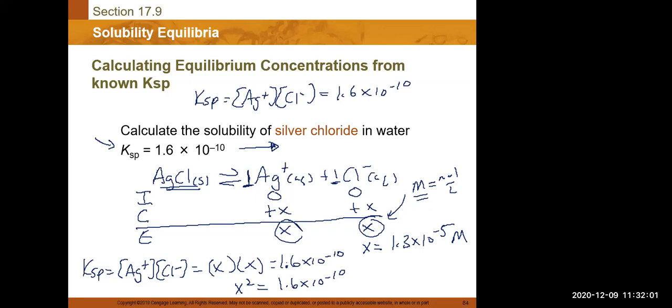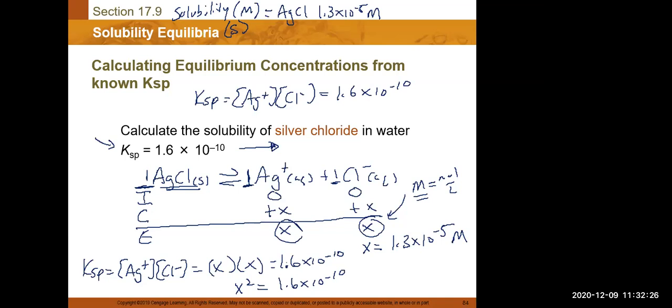It is a 1-to-1 relationship going backwards, which means the solubility, and when we're talking about solubility here, that is the molar solubility, is sometimes referred to as S, the molar solubility. And that would be, for silver chloride, 1.3 times 10 to the minus 5 molar.